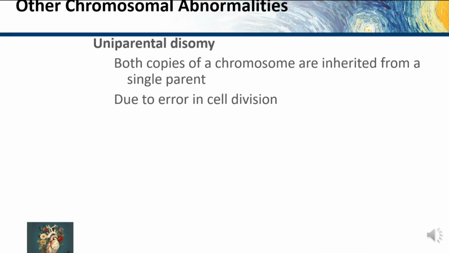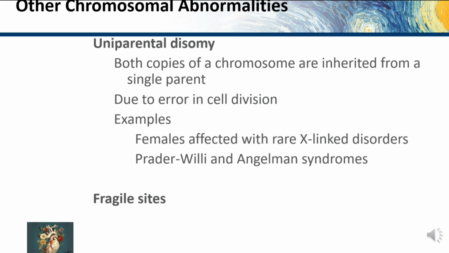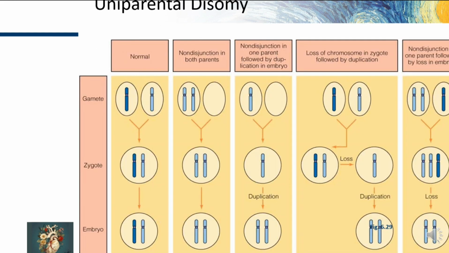Another chromosomal abnormality is uniparental disomy. In uniparental disomy, both copies of a chromosome are inherited from a single parent due to an error in cell division. Examples are females affected with rare X-linked disorders, and sometimes Prader-Willi and Angelman syndrome. Fragile sites: more than 100 fragile sites have been identified in different chromosomes. So this is a chart showing the patterns of uniparental disomy.